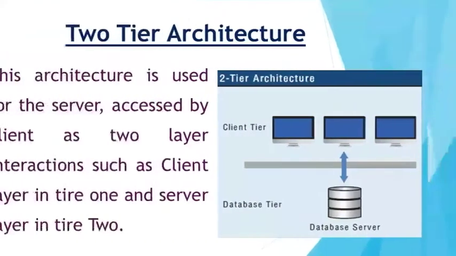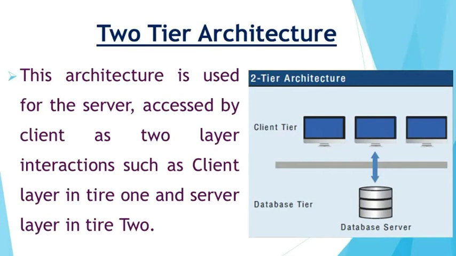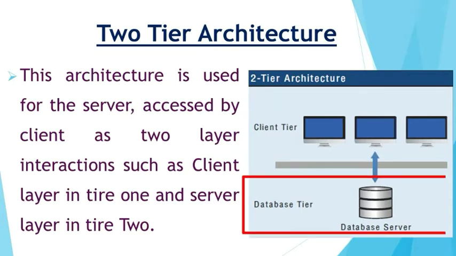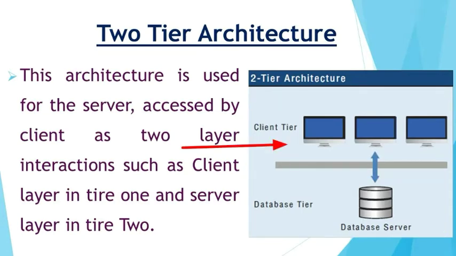Okay. Next, two-tier architecture. This architecture is used for the server accessed by the client as two-layer interactions, such as client layer in tier 1 and server layer in tier 2. You can see here, this is client tier, this is server tier, which means this is first layer, this is second layer. So, two-layer interactions. These are client computers, these are server.